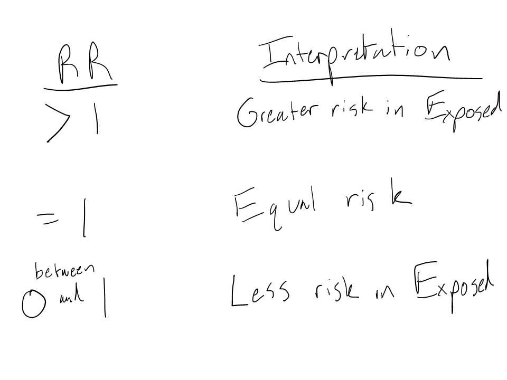Relative risks greater than 1 mean that incidence in the exposed is greater than incidence in the unexposed. Relative risks equal to 1 mean there is no difference in the incidence among the exposed compared to the unexposed. Relative risks between 0 and 1 mean that incidence in the exposed is less than incidence in the unexposed.